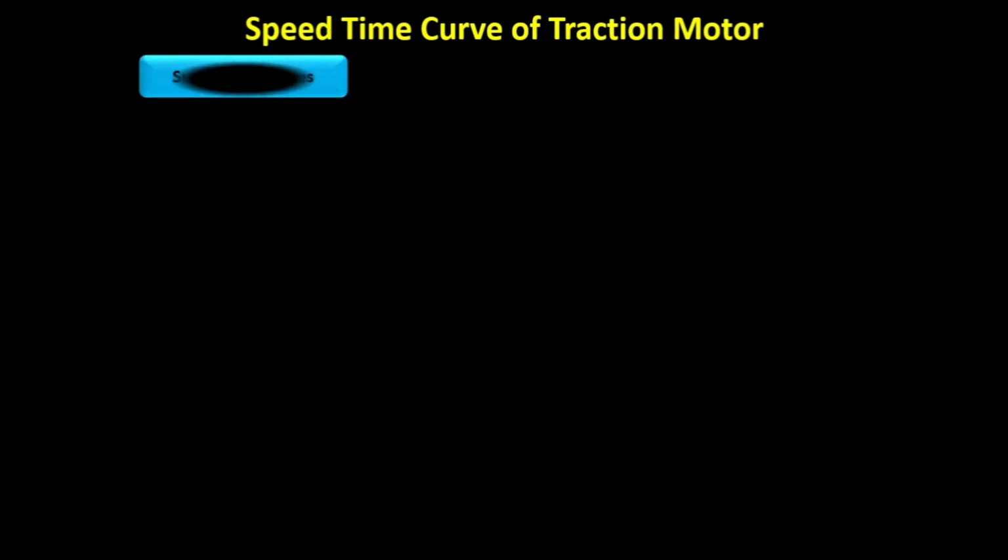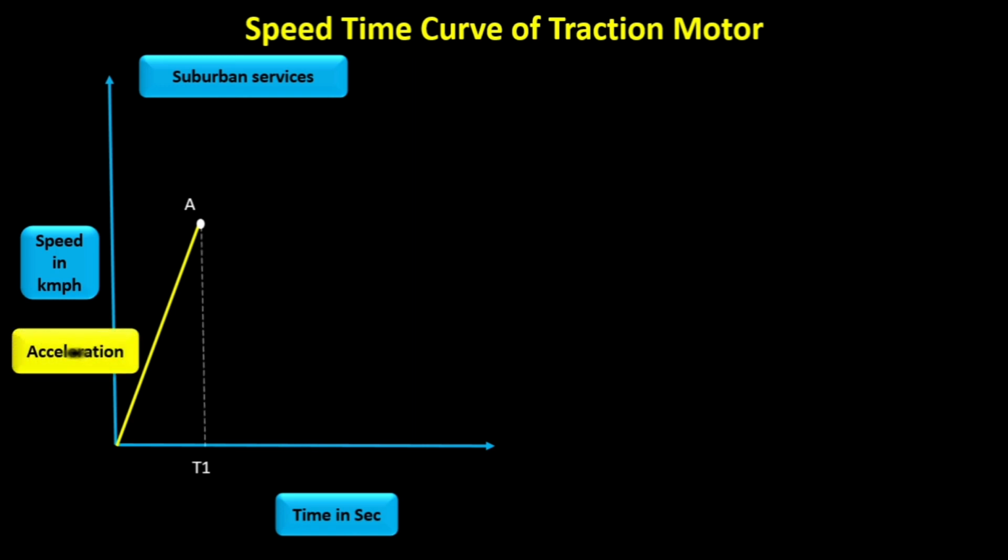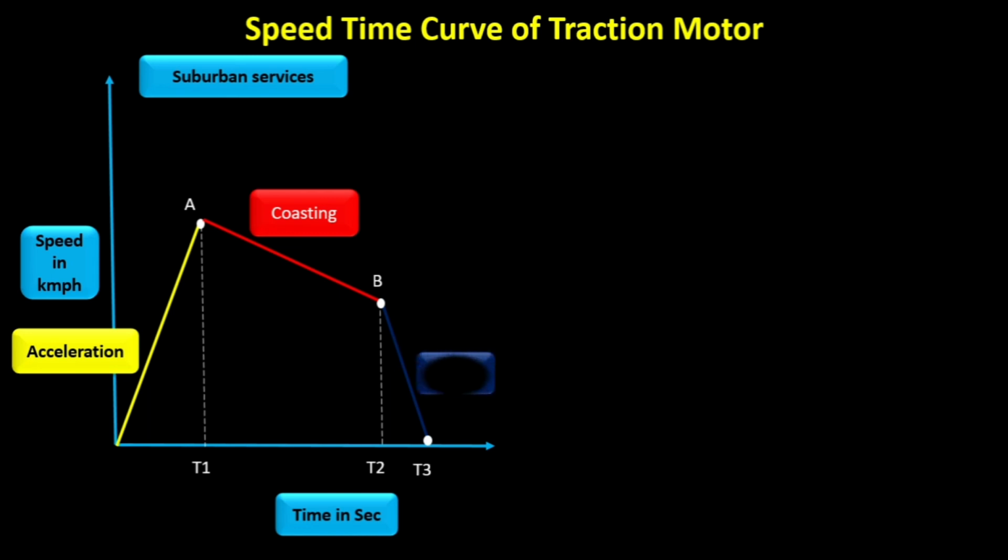Okay, then the speed time curve for a suburban service. Here also I'm plotting the same: speed with respect to time. There will be an instant A, and up to there, for a time instant t1, you get acceleration. Then from point B, you have a coasting period, t1 to t2. Then thirdly, from B to point C, at an instant t2 to t3, you get braking.